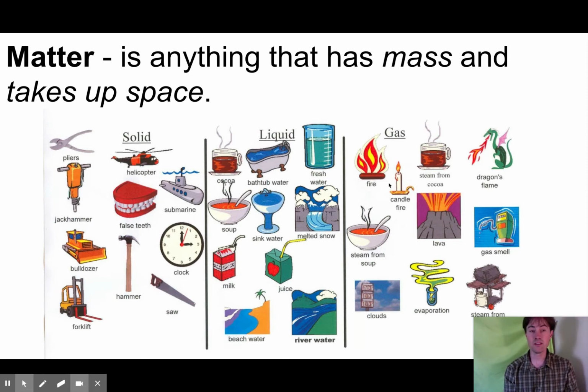Does that matter? Well, the air you breathe is actually made up of atoms, a lot of oxygen atoms, a lot of nitrogen atoms, so yes, it is matter. Water vapor: when you boil water, it turns from a liquid into a gas. That gas is matter.